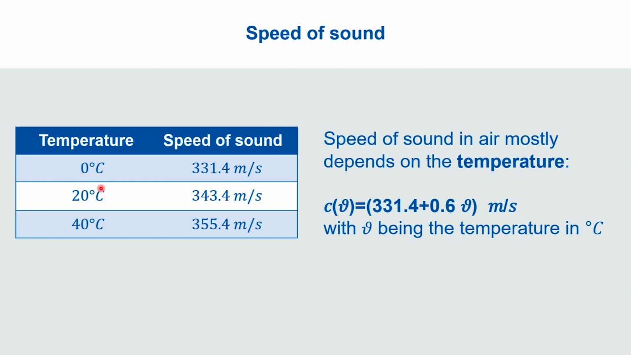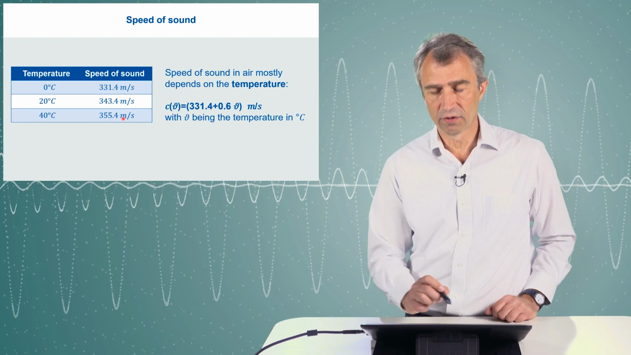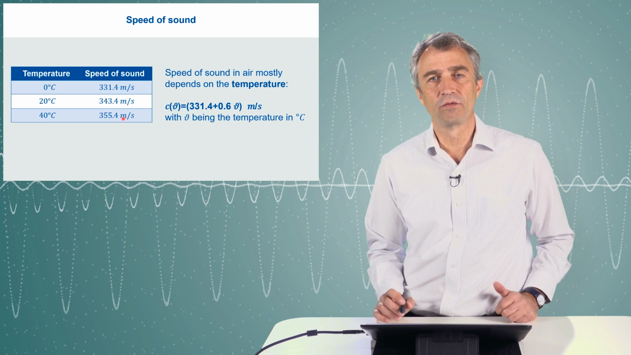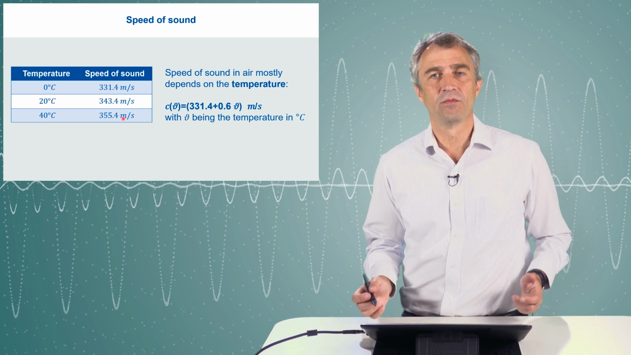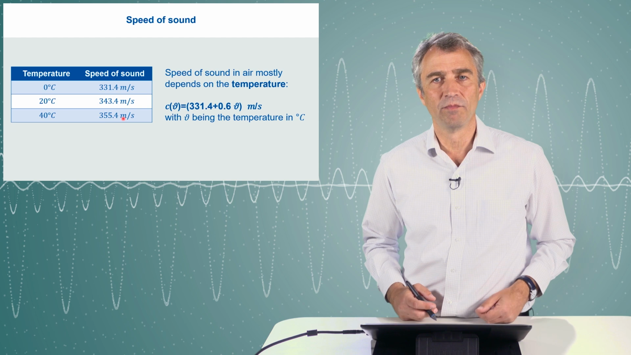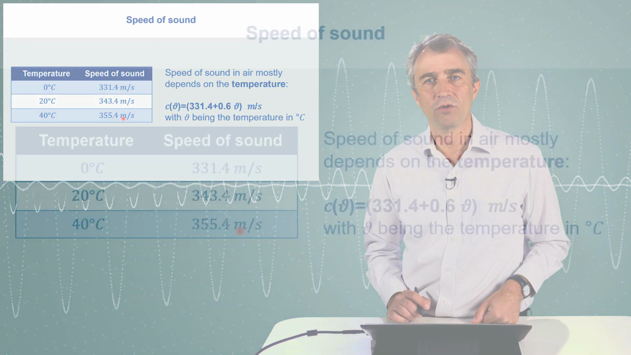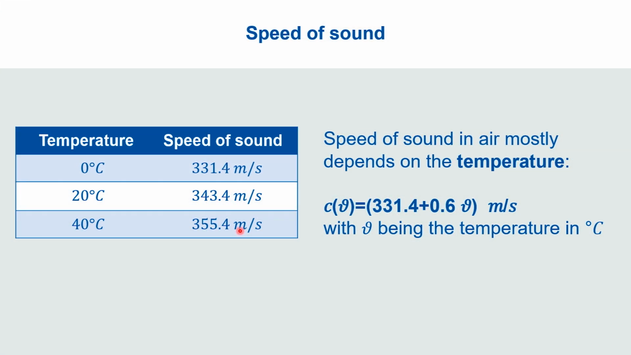Actually, between 0 and 20 and 40 degrees there is a large difference. But generally the speed of sound is around 330, 340 meters per second. This is what everybody knows and remembers, maybe even from childhood, when you calculate in a thunderstorm the difference between the occurrence of lightning and the thunder.